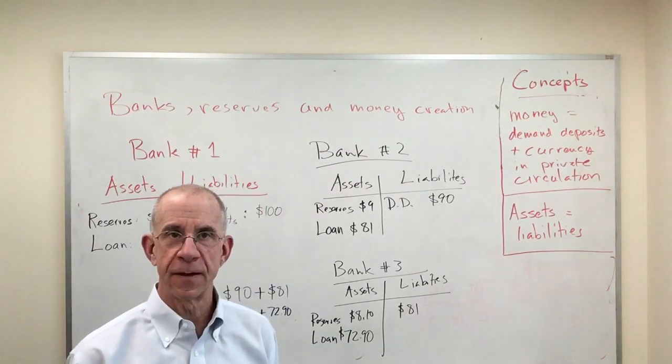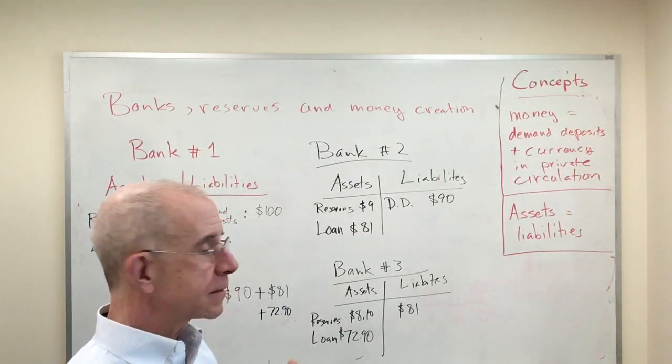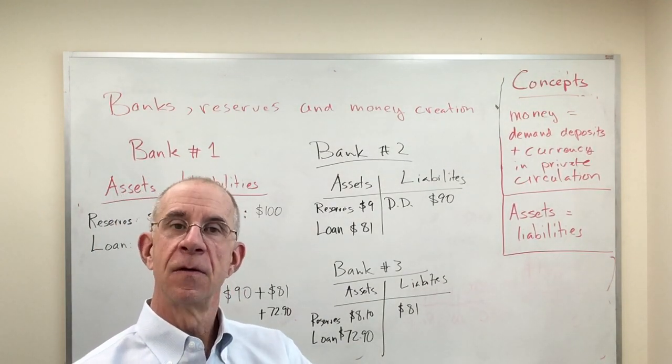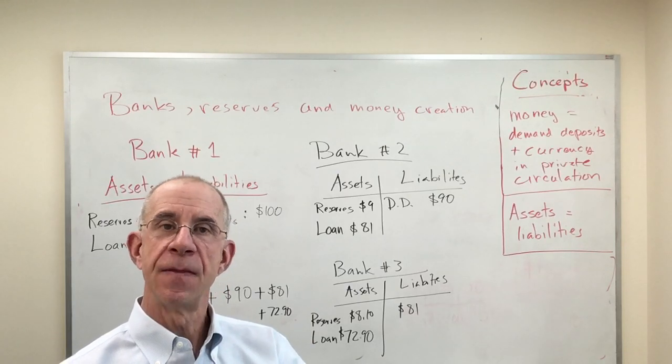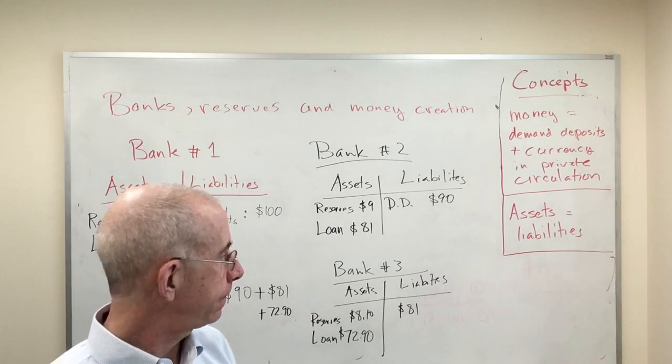Now, this is a very simplified version of this. But the bottom line is that these banks take the $100 in cash and leverage it for loans. And this takes place throughout the entire economy.